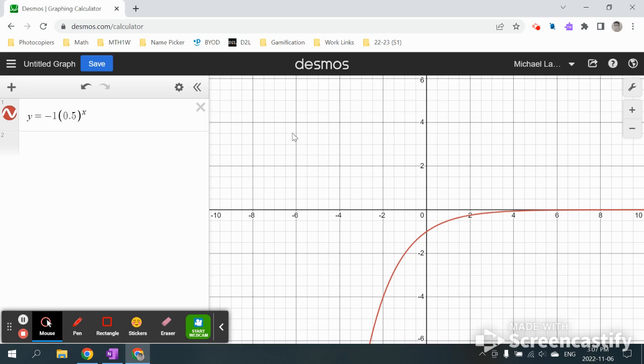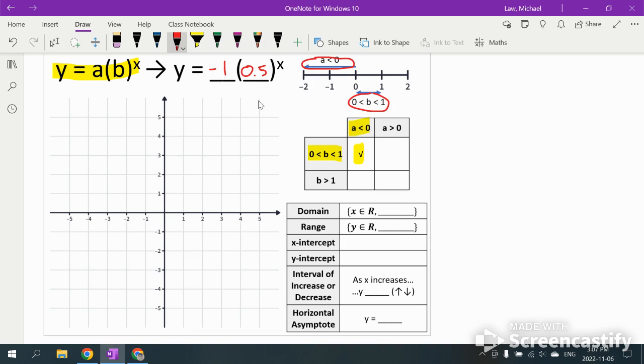I'm going to sketch this over here. So the y-intercept was -1, and the rest I'm just going to do very roughly. There you go. So we can tell that the domain is x is an element of the real numbers. There's nothing really to write over here. In terms of the range, you can see that y has to be less than 0. There is no x-intercept. There is a y-intercept, and it is -1.